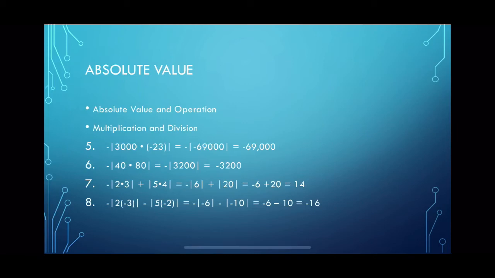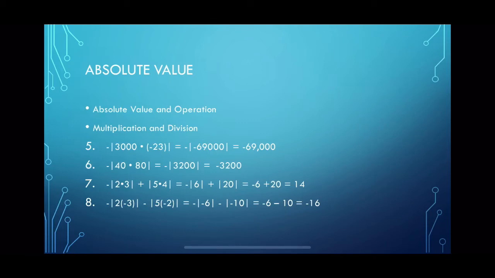Number 8. Negative absolute value of 2 multiplied by negative 3 minus absolute value of 5 multiplied by negative 2. We have negative absolute value of negative 6 by multiplying 2 multiplied by 3, unlike signs, so it will become absolute value of negative 6 with a negative sign outside the absolute value sign, minus 5 multiplied by negative 2. So it is negative 10, so we have absolute value of negative 10.